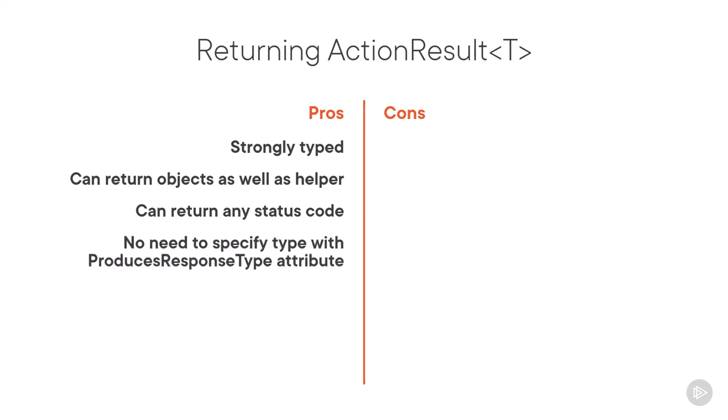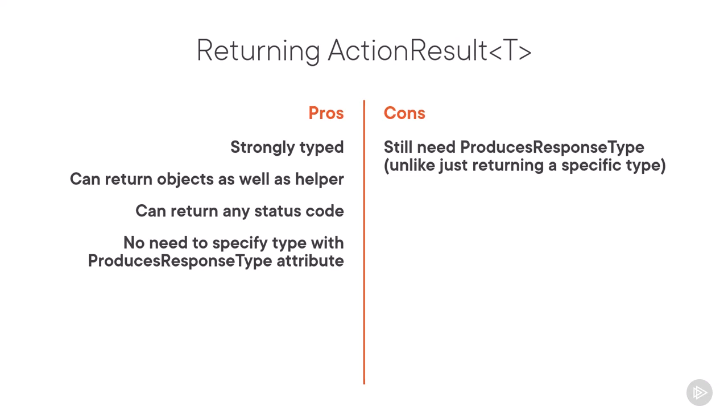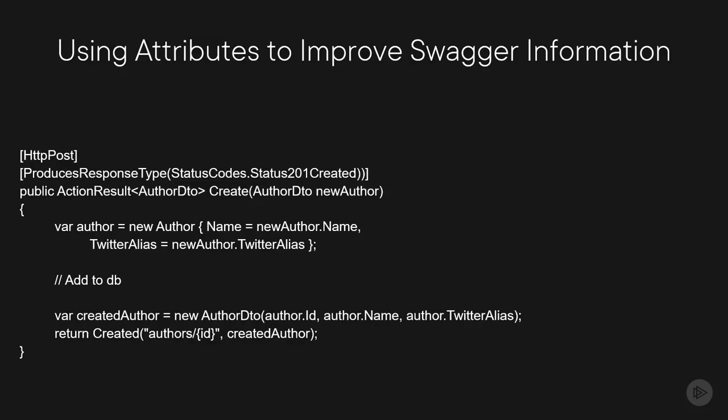The only real downside left here is that you may still have to use ProducesResponseType, unlike if you were just returning a specific type, but you won't have to specify the type. So here's an example of what that might look like.